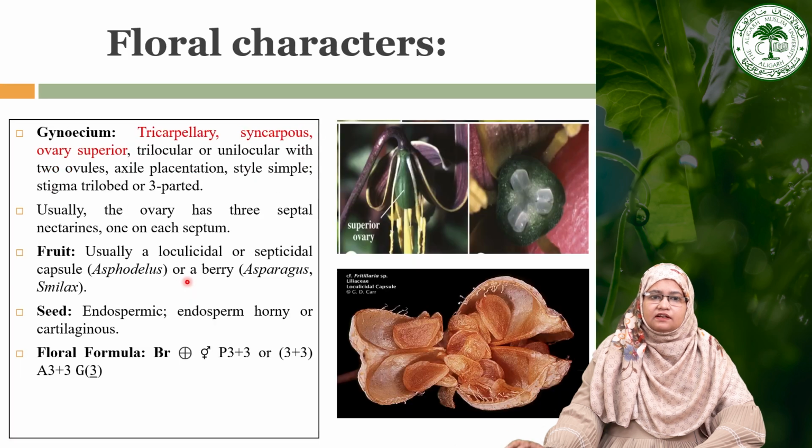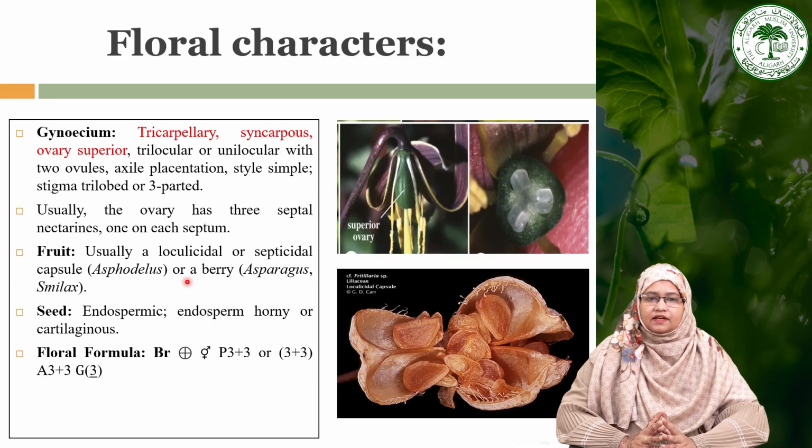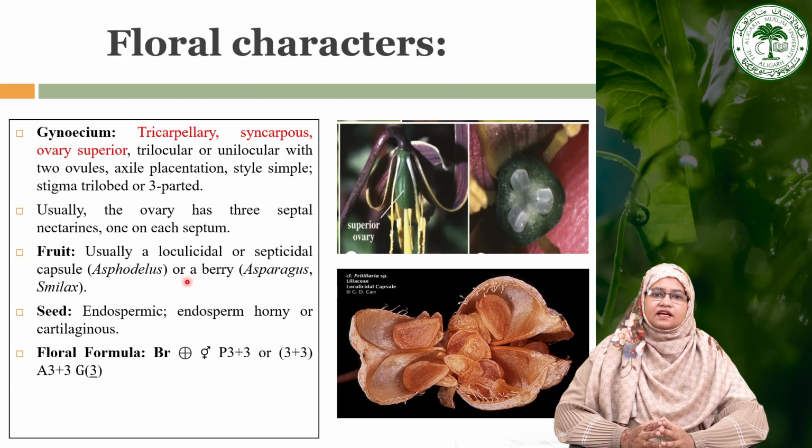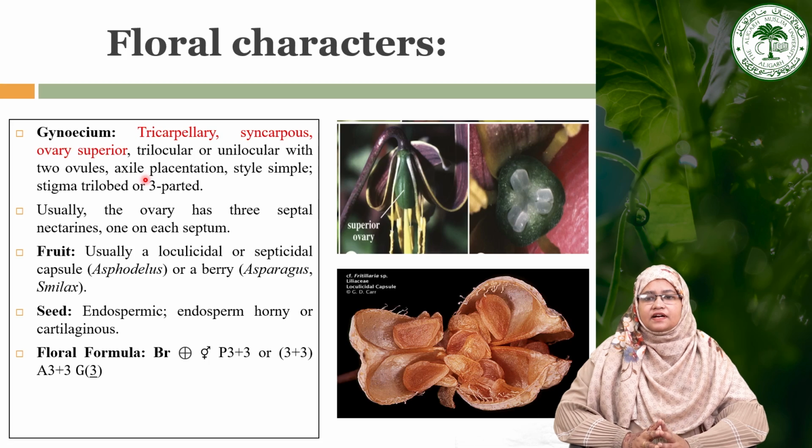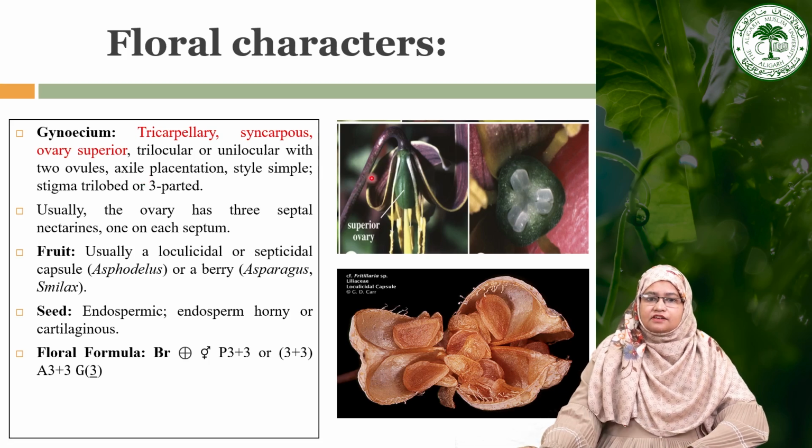Now moving towards the next floral character, that is the gynoecium. Gynoecium is typically tricarpellary syncarpous and made up of a superior ovary. As we have seen, the flower is hypogynous, and the ovary is trilocular or maybe unilocular with ovules, and in general they have axile placentation. Style is simple, but stigma is trilobed or tripartite. As we can see here clearly, the stigma is tripartite and the position of the ovary is superior. All the floral parts are arranged from the base of this particular ovary. So it is a typical superior ovary and the stigma is tripartite or trilobed in some members.